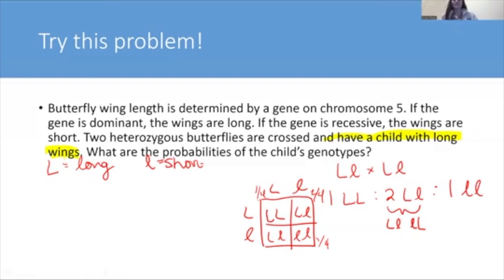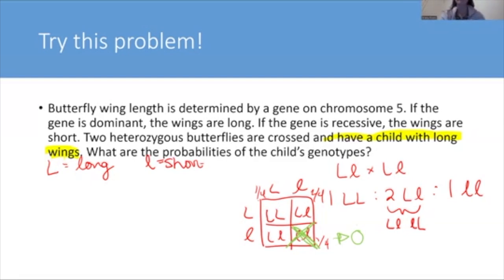So we know our child has long wings. So if we look at our options, first we know long wings is dominant, and that means that you only need one dominant allele to have long wings. So we could be homozygous dominant or heterozygous. But we're definitely not homozygous recessive, because if we were little l, we would have short wings, and we don't have short wings. So that means that this option right here is not an option, which means that this 1/4 chance just changed into a 0 chance. There is no chance that we are little l, because we have long wings, and little l is for short wings.